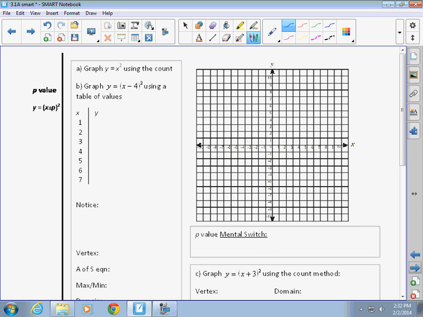Okay, so in this section we're going to look at the p-value. So we're going to do a graph of y is equal to x squared using the count method, just so that it's nice and quick. So y is equal to x squared, my vertex is at 0, 0, over 1 up 1, over 2 up 4, over 3 up 9, and that's as far as I'm going to go on my, whoops, well that's a bad one. So we'll pretend I went through my dot there.